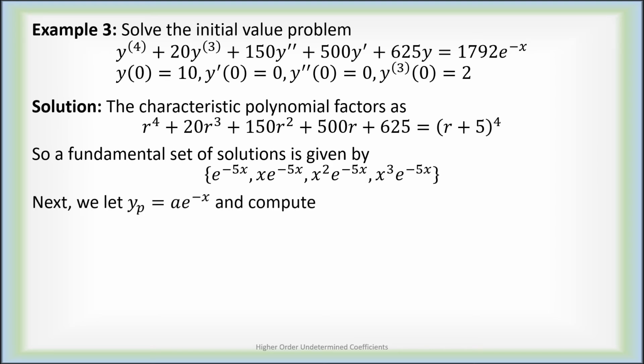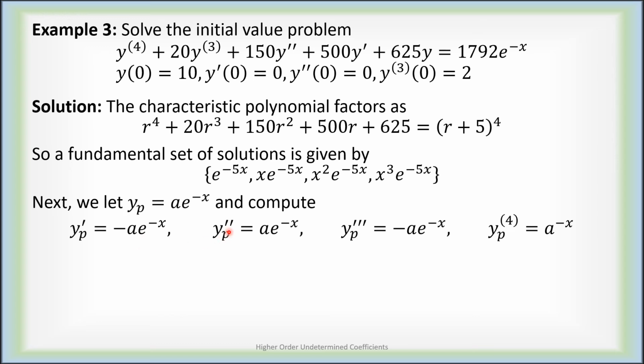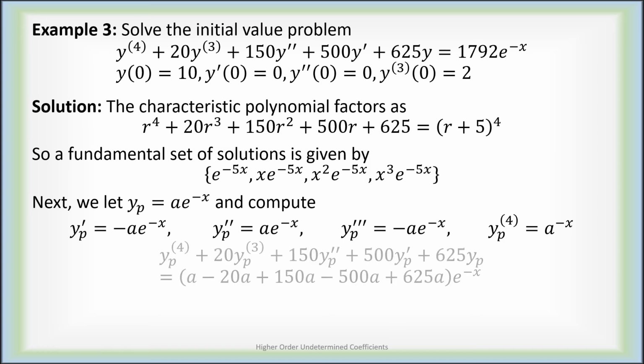Now, since we were trying to get out e to the minus x, which is definitely not going to be a solution to the complementary equation, we can just let y sub p be a e to the minus x. We're going to take this y sub p and throw it into the differential equation and hope to get out 1792 e to the minus x. So we compute its first, second, third, and fourth derivative. Since we just have an e to the minus x, thankfully this is pretty easy.